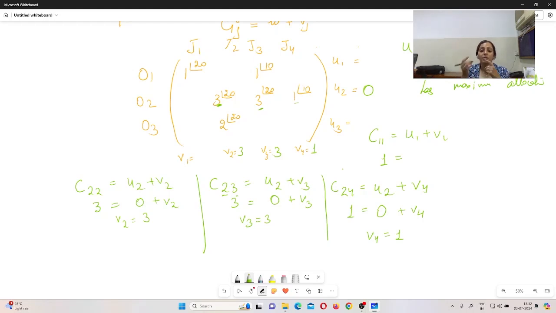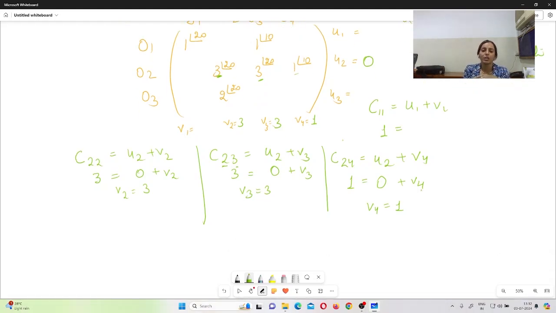Done. Now coming up to the next point, can we go with C11? Yes, you can, but now also it is going on that way only. So now we are going on the third row. C32 will be U3 plus V2, right? This is 32, so 32 is the value 2, so write it over there. The cost C32 is equal to 2 is equal to, what is the value of U3? Do we know the value of U3? No, we don't know, so write it over there as U3.